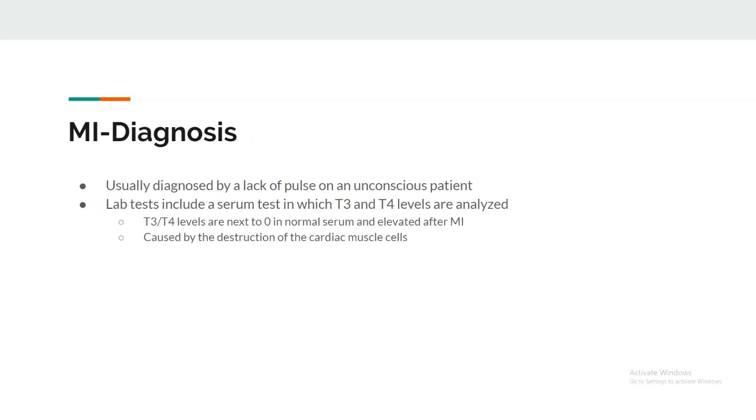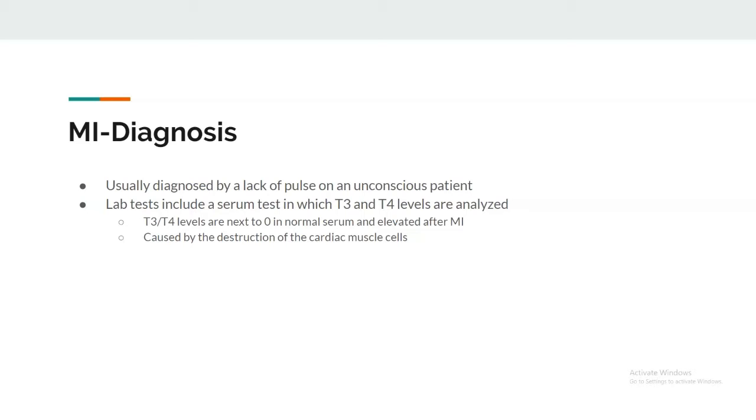So, diagnosis. How do we diagnose an MI? Well, it's usually diagnosed by a lack of a pulse or an unconscious patient. That's usually done by a first responder that comes in. They'll try and talk to the patient. If patients are responsive, they'll take a pulse, and if there's no pulse, they instantly assume it's an MI.